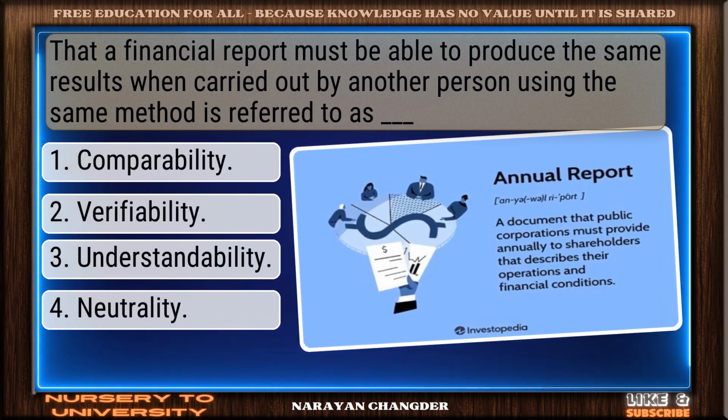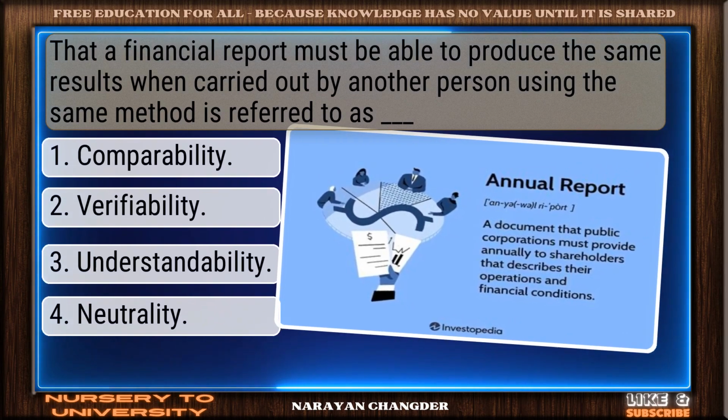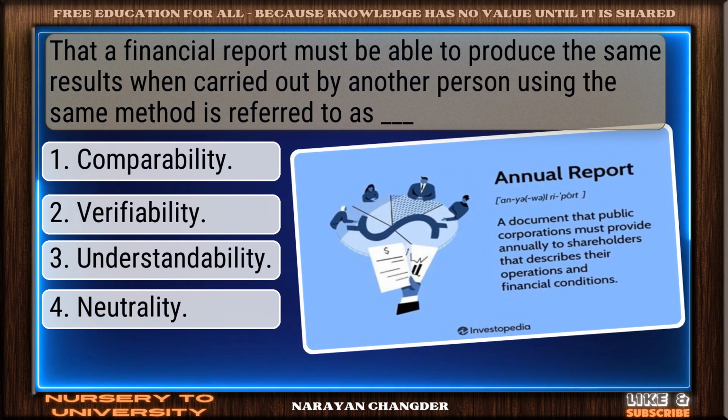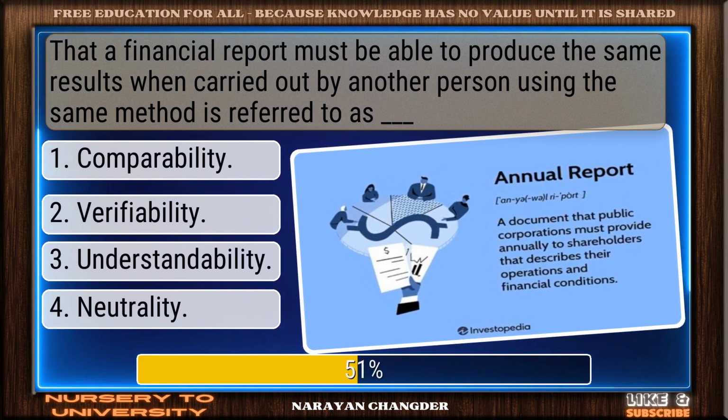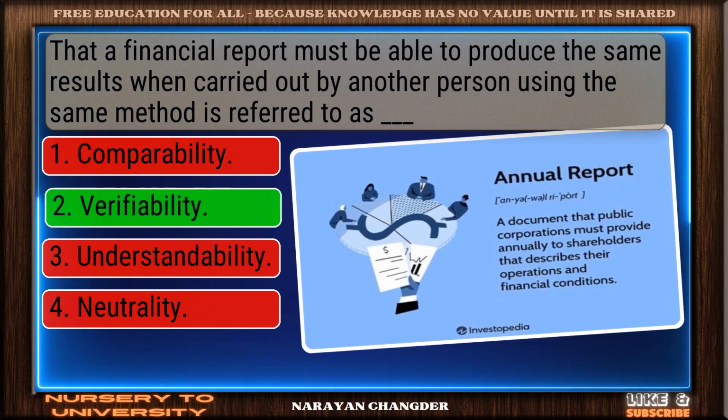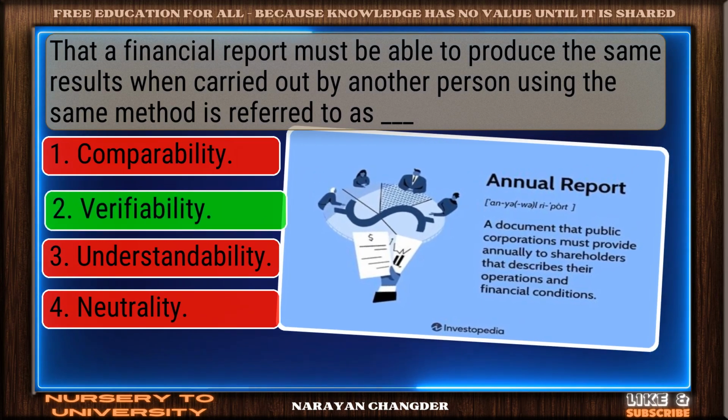That a financial report must be able to produce the same results when carried out by another person using the same method is referred to as dash. Sharp thinking. Verifiability is the right choice.